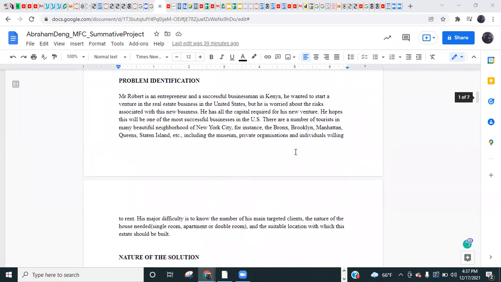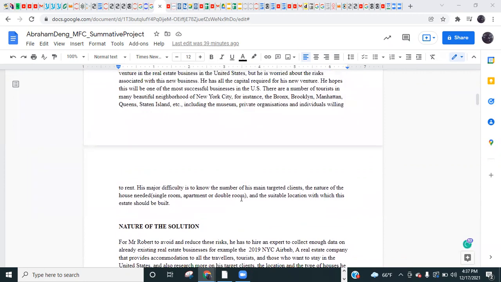And we know that in the US, there are many people in many neighborhoods in New York City, including the Bronx, Brooklyn, Manhattan, Queens, Staten Island, and many other neighborhoods, who are willing to rent and come to tour around, to look at the museums and very many beautiful parts of the city, but they will need accommodation.